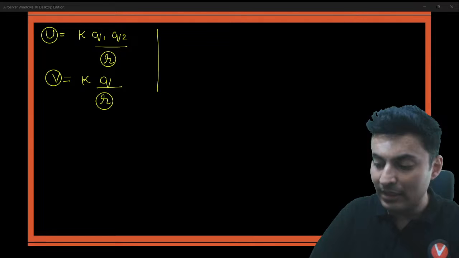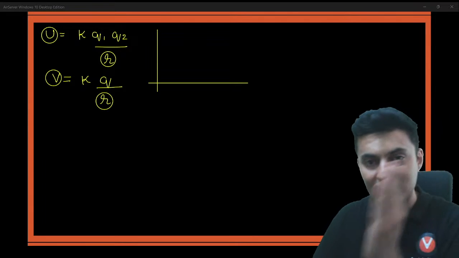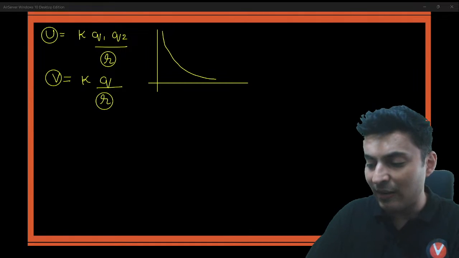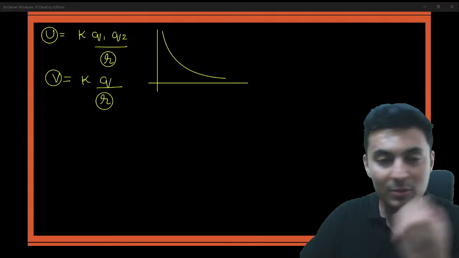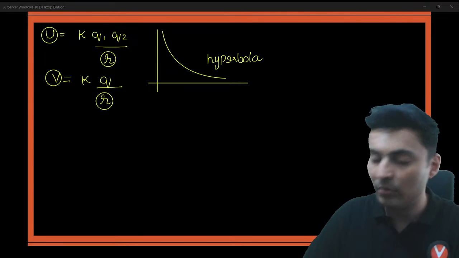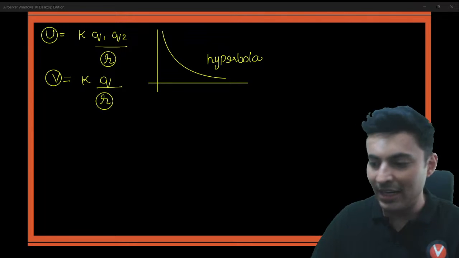So if one tries to draw the graph of potential or potential energy with respect to the distance, what kind of graph will it be? It will be a curve, but which special curve? It will be a hyperbola. Understood? Everybody with me? Very good.